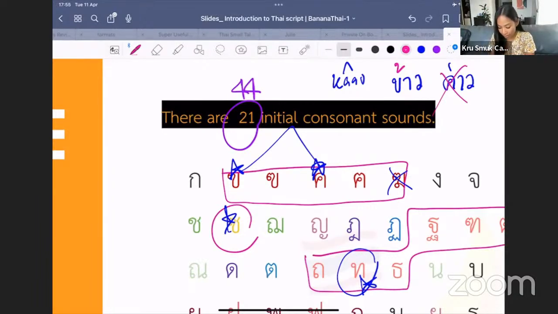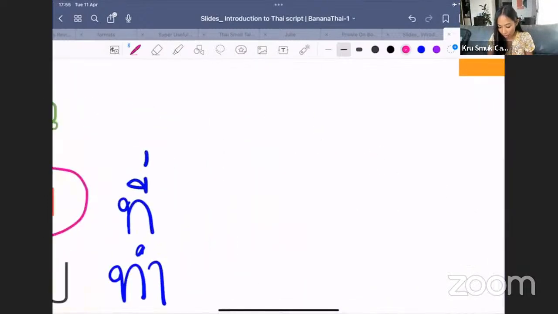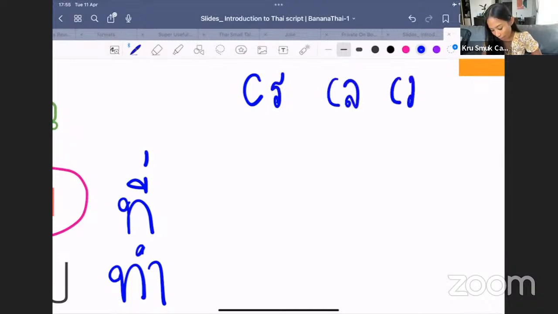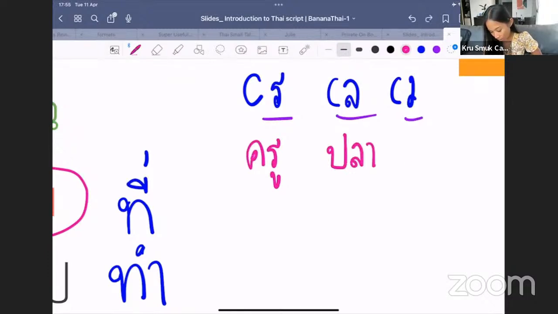So the cluster, surely there are 3. Basically, I write C for consonant, okay? And then you can say cluster, which is รอเรือ ลอลิง or วอแหวน. There are only these 3. For example, the word Kru, this is cluster. The word ปลา, the word, let's say, ความ.